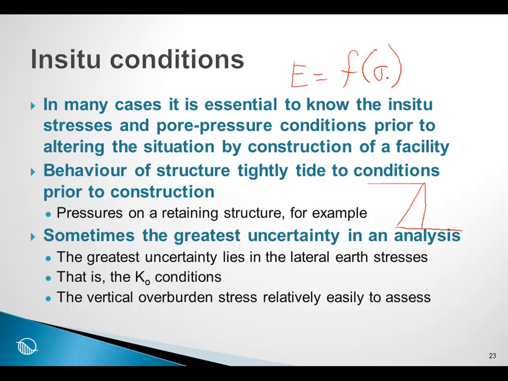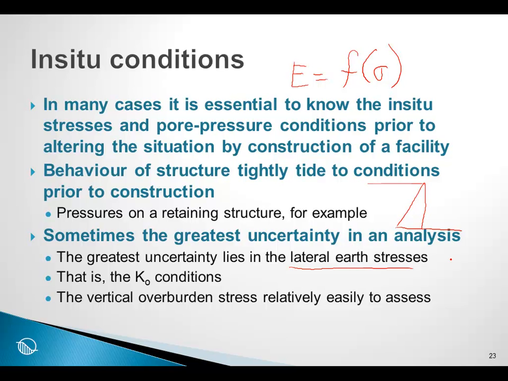The higher the stress, the stiffer the soil. The lower the stress, the softer the soil. So if we want to relate the soil properties to stress state, we must start with a known stress state in the ground. Now, unfortunately, sometimes establishing the in situ stress state is the greatest uncertainty in an analysis. The greatest uncertainty lies in the lateral or horizontal earth stresses.